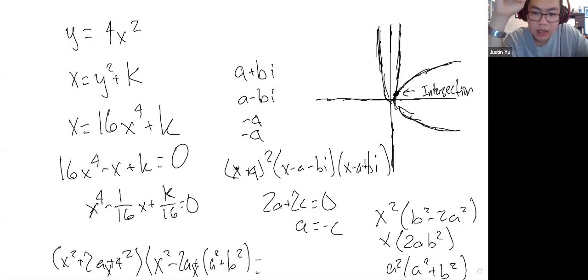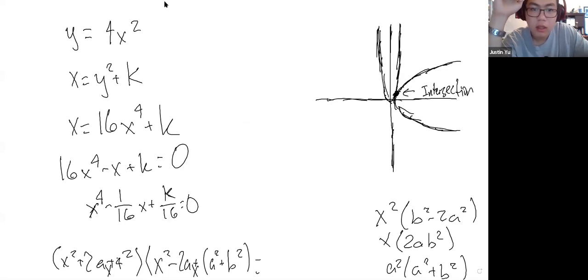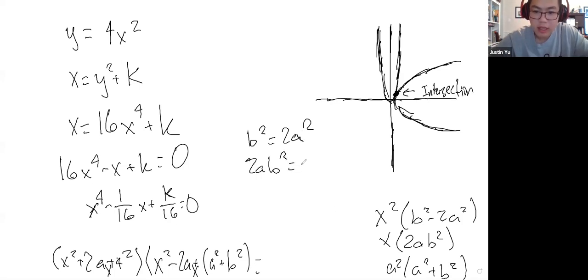So I hope you all don't mind if I clear away this business now that we found everything we need for our necessary equations. All right, so we need to compare the two x squared coefficients. So we know that b squared is 2a squared. And we also know that 2ab squared is -1/16. So I'm going to plug in for b squared right here. So I get 4a cubed is equal to -1/16.